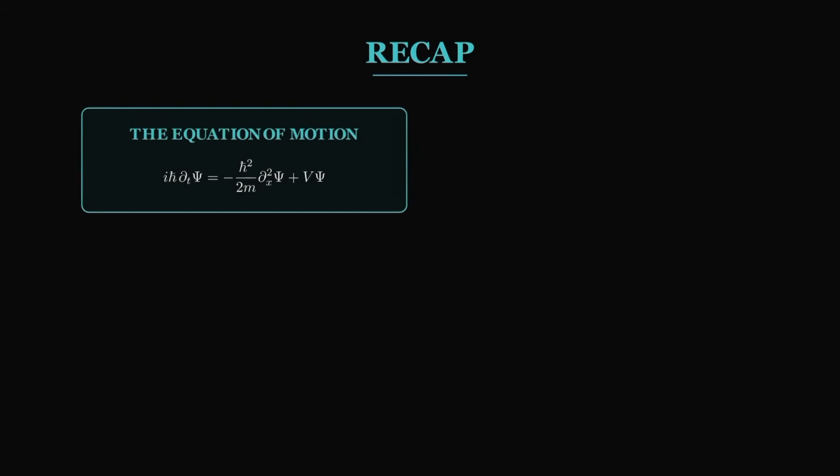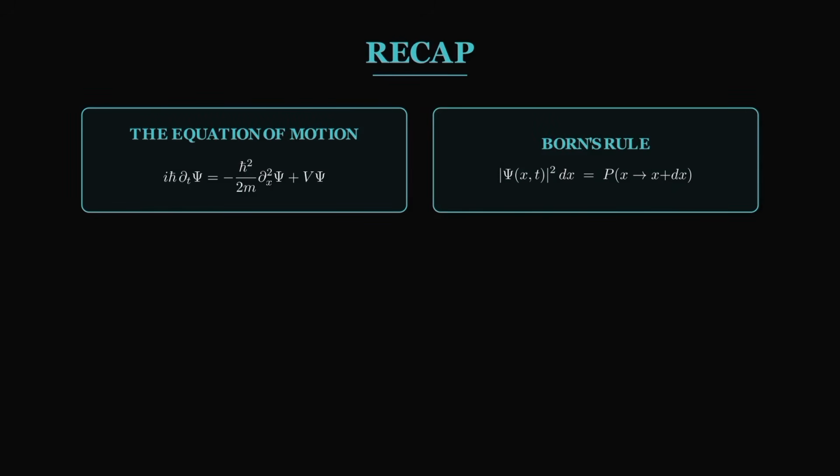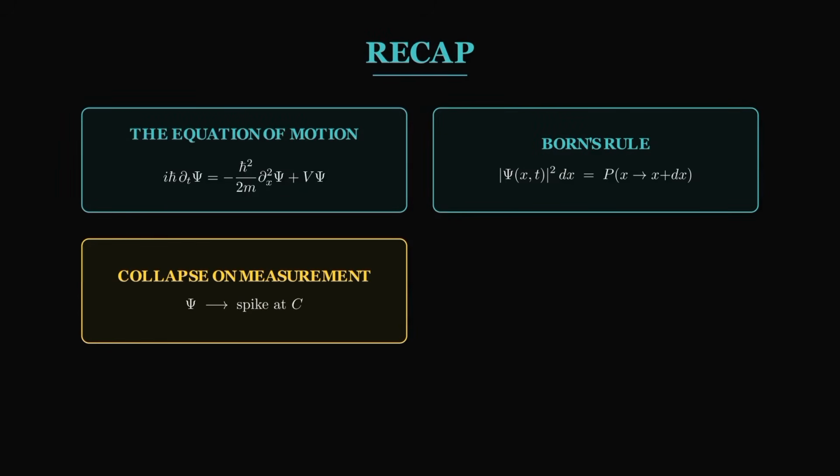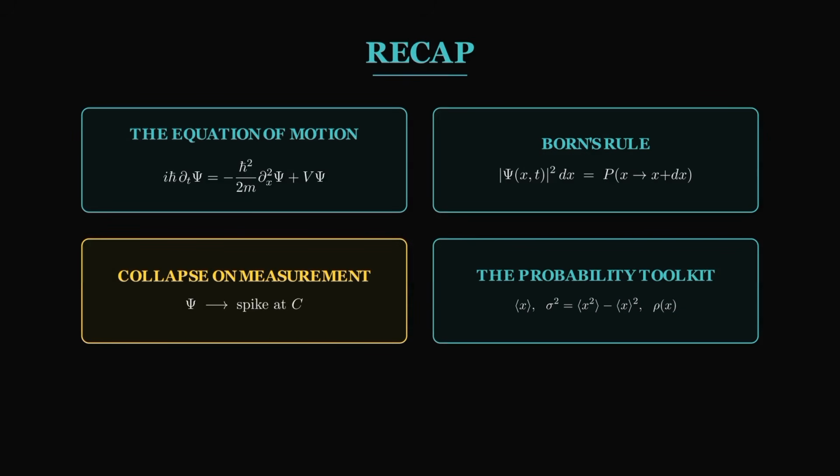Let's pull it all together. We started with the Schrödinger equation, the equation of motion for the wave function, playing the same role Newton's second law plays in classical mechanics. Then Born's rule: the absolute value squared of psi times dx gives you the probability of finding the particle in that interval. Then collapse: measure the particle and the wave function snaps down into a spike, whatever the result you got. And finally, the probability toolkit: expectation values, variance, and probability density. The mathematics we'll be using for the rest of this course.